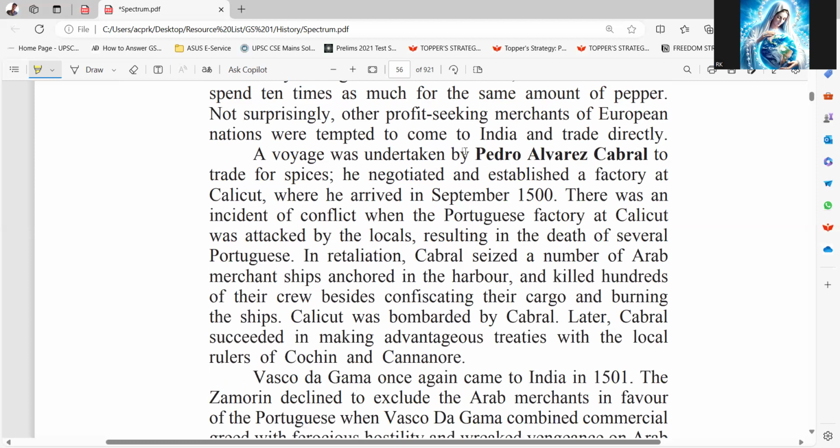A voyage was undertaken by Pedro Alvarez Cabral. First one is Vasco da Gama, next one is Pedro Alvarez Cabral, to trade for spices. He negotiated and established a factory at Calicut, where he arrived in September 1500. There was an incident of conflict when the Portuguese factory at Calicut was attacked by the locals, resulting in the death of several Portuguese.